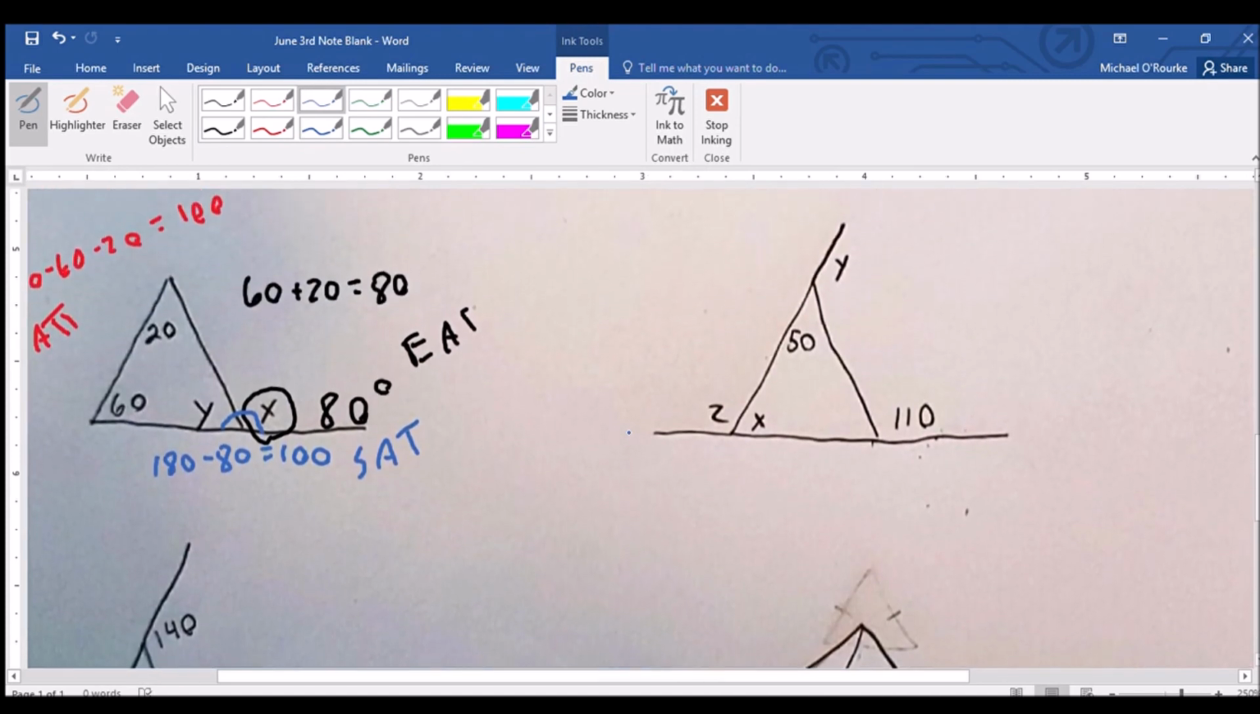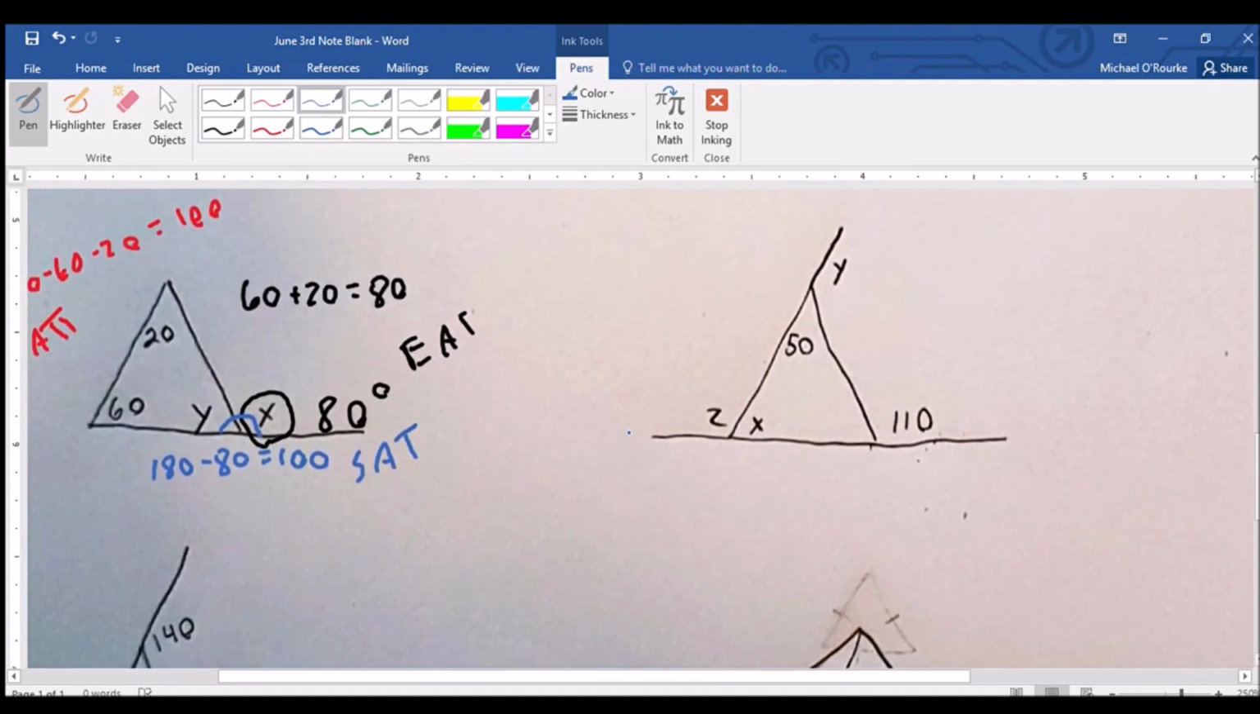So let's start putting these together a little bit. Okay, so let's find this one first. No reason, I just think it's convenient. Well, this is a straight line, so I'm going to go 180 minus 50 equals 130. And that's with what? SAT.